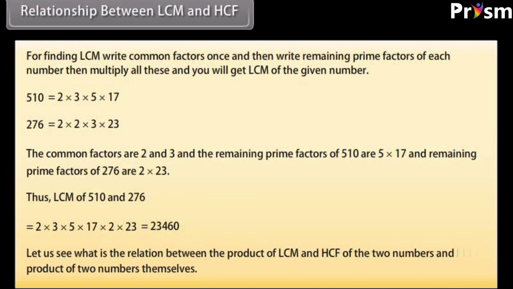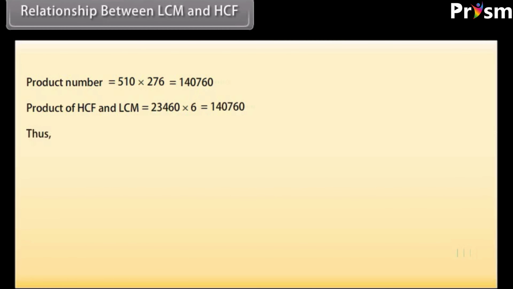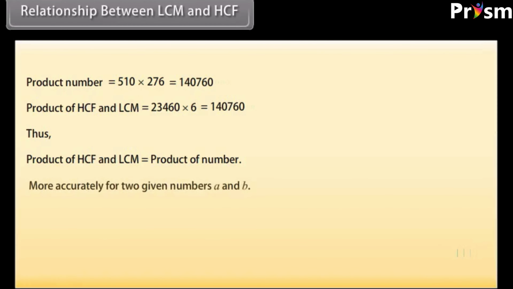Let us see what is the relation between the product of LCM and HCF of the two numbers and the product of the two numbers themselves. From the above discussed example, the product of the numbers is equal to 510 into 276, which equals 1,40,760. Product of HCF and LCM is equal to 23,460 into 6, which is 1,40,760. Thus, product of HCF and LCM is equal to product of the numbers. More accurately, for two given numbers a and b, HCF(a, b) into LCM(a, b) is equal to a into b.